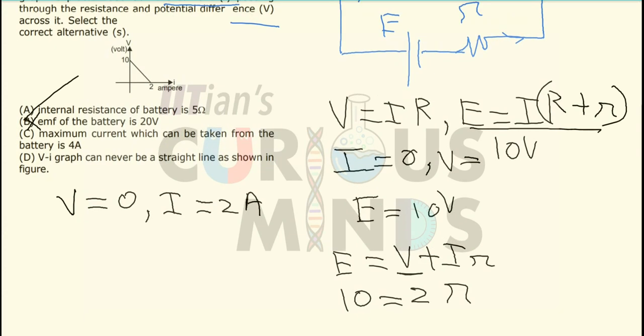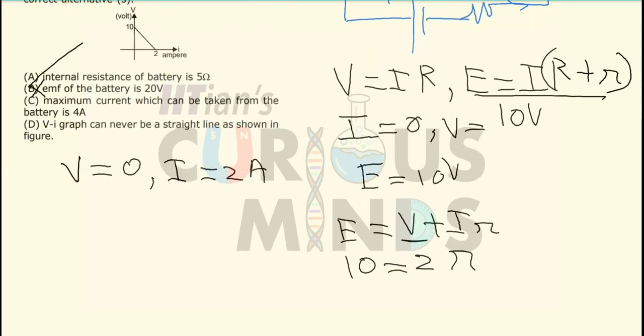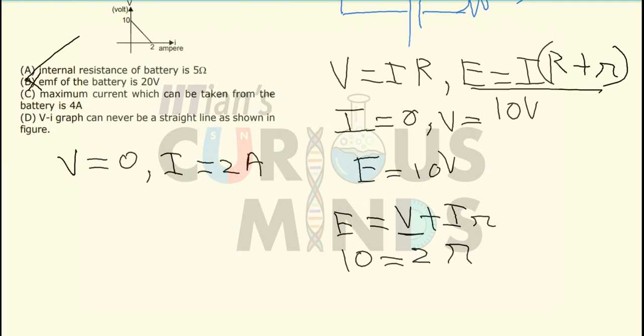The maximum current which can be taken from the battery is equal to 4 ampere. Let us see this part. You can clearly see from the graph that the voltage can be 0, but it cannot be negative, so the maximum current that can be drawn is equal to 2 ampere. So option C is also incorrect.